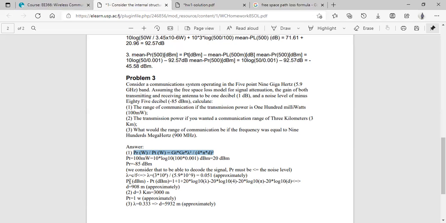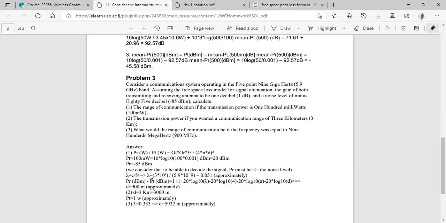So PR in dBm minus PT in dBm is going to be equivalent to GT in dB, plus GR in dB, plus 20 log of lambda, minus 20 log of 4 pi. So minus 20 log 4 minus 20 log pi, minus 20 log d. Then what we have to do is take these particular values and plug them into this formula.